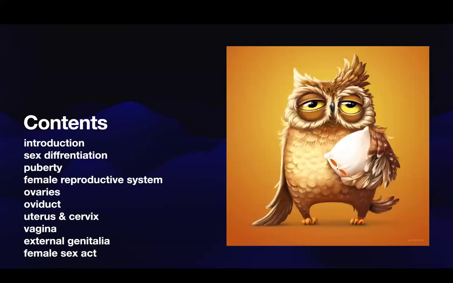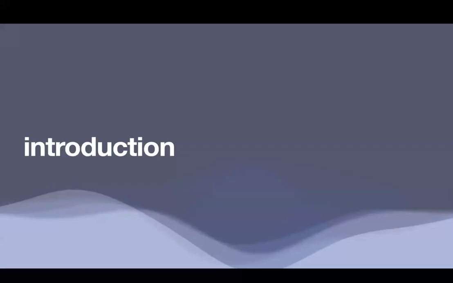Now, here's a quick table of contents. We're going to start with a quick introduction just to get the ball rolling. Then we're going to dive into sex differentiation, puberty, the female reproductive system in general. Then we're going to dive into the individual structures like the ovaries, the fallopian tubes, the uterus and the cervix, the vagina, external genitalia, and wrap up with the female sex act.